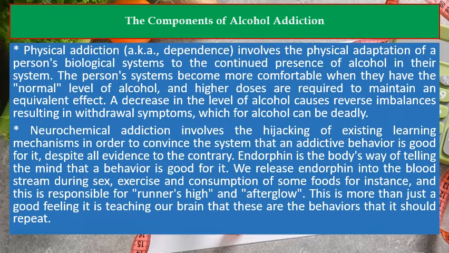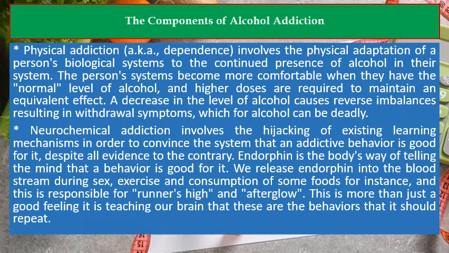Neurochemical addiction involves the hijacking of existing learning mechanisms in order to convince the system that an addictive behavior is good for it, despite all evidence to the contrary. Endorphin is the body's way of telling the mind that a behavior is good for it. We release endorphin into the bloodstream during sex, exercise and consumption of some foods, for instance, and this is responsible for runner's high and afterglow.